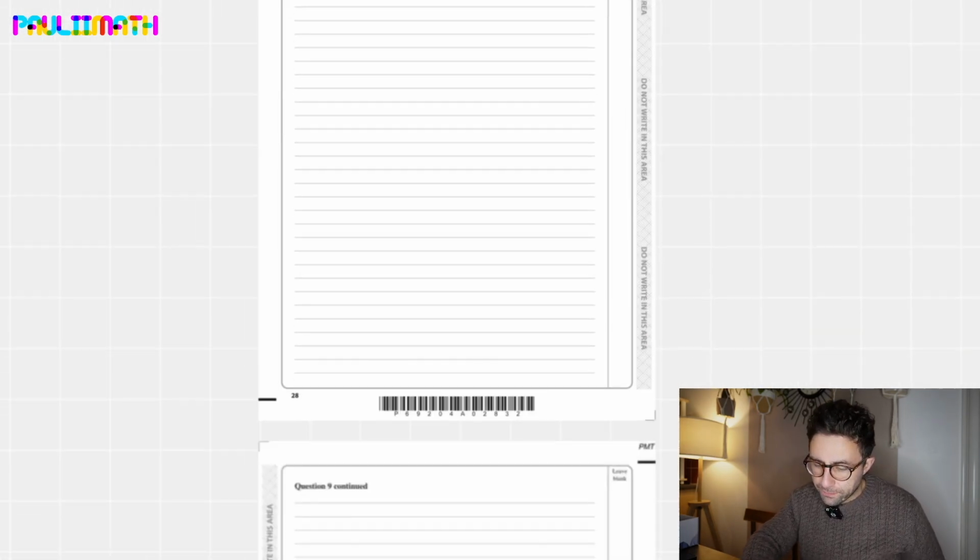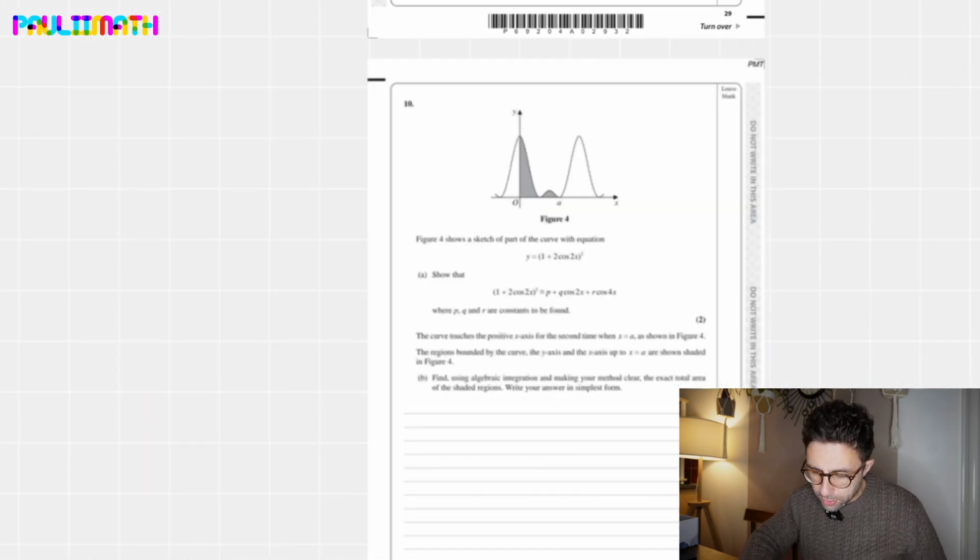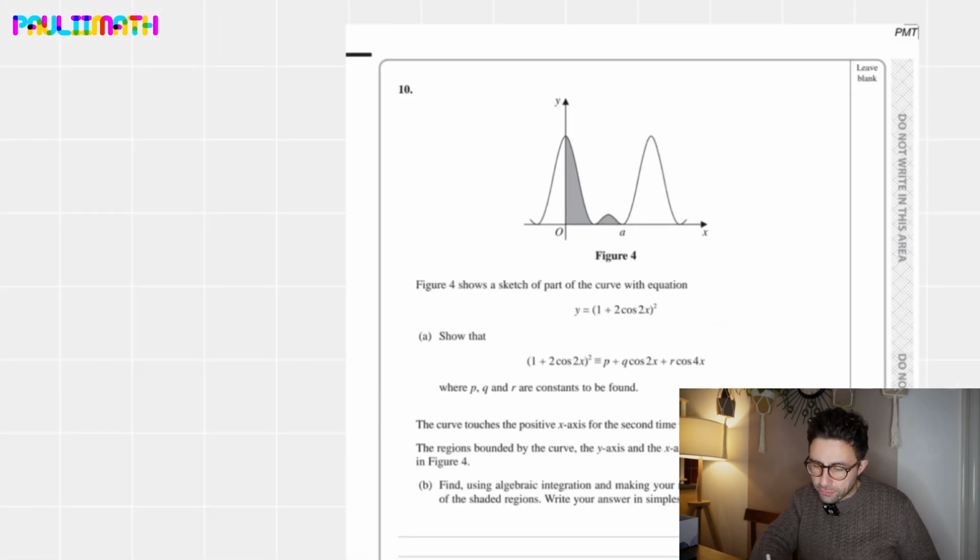Last question, come on. Oh, make it a good one. It's a double camel hump with a sort of wee hump in the middle. What on earth graph is that?